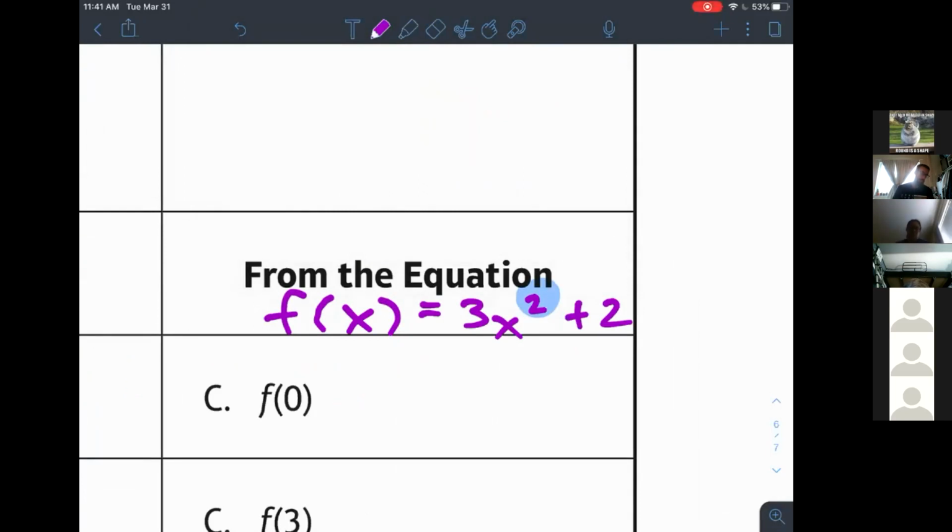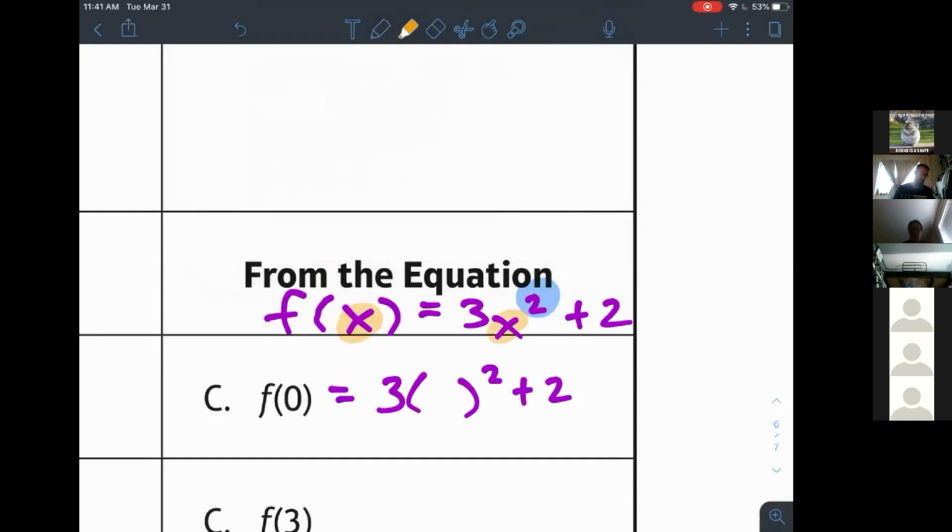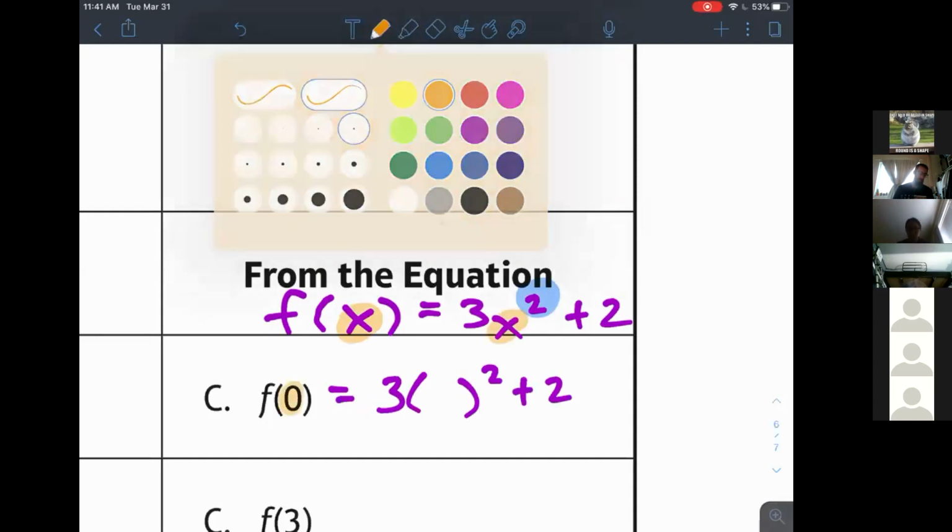So really what we're going to do is turn any x that we had, anywhere that we had an x, into a 0. So this x becomes a 0, and voila, this x becomes a 0.